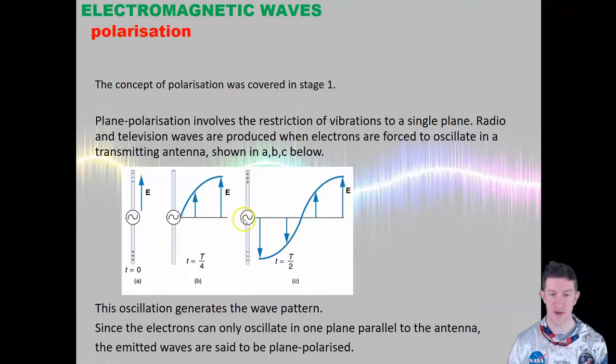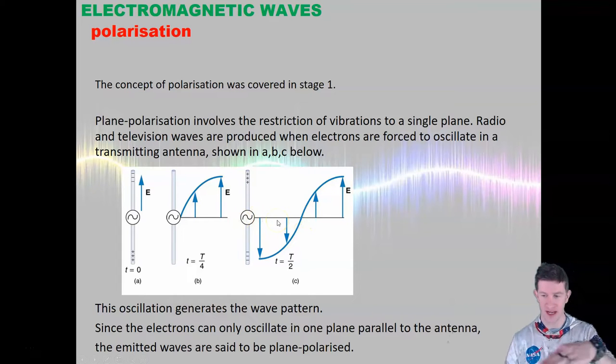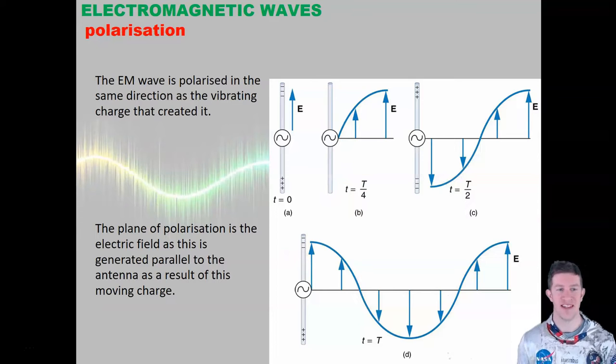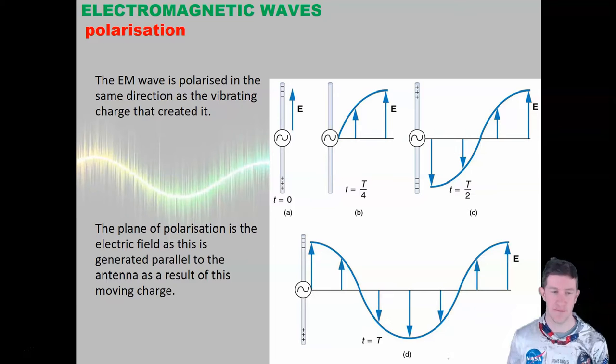So if the antenna was horizontal, the wave would be going in this direction towards you, and it would be plane polarized in the horizontal direction. So the antenna is what dictates the polarization of the signal. The EM wave is polarized in the same direction as the vibrating charge that creates it. So we're restricted by the antenna. Conversely, the antenna is only going to receive the waves that are in the polarized direction as it. So if you've got a vertical antenna, it's only picking up waves in that direction. If you've got a horizontal antenna, same thing.